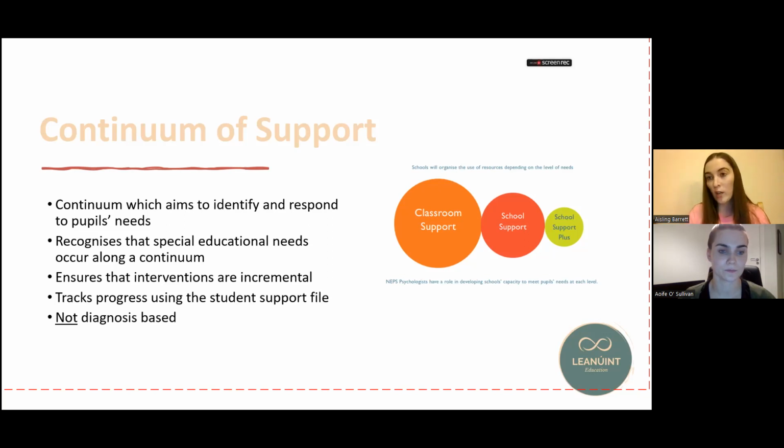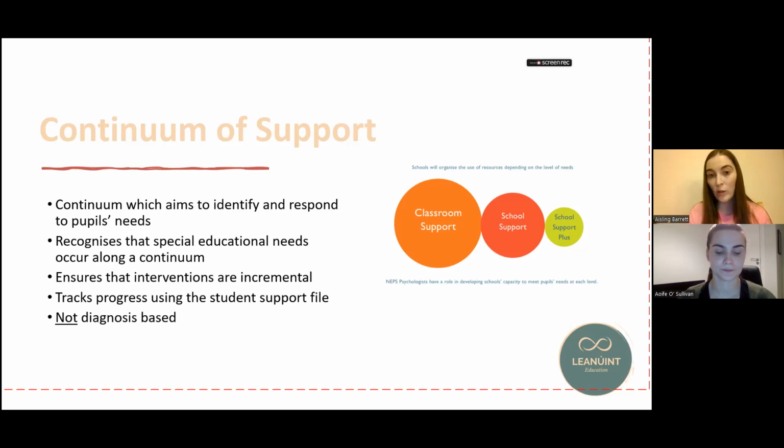You track the progress of a child that moves through the continuum in their student support file, and we have a link to a student support file in a later slide. And it's important to recognise that it's not diagnosis based. So for example, you might have a child who is on school support who has a diagnosis, or you might have a child on school support plus who does not have a diagnosis. Now, ideally, when you reach School Support Plus stage, you are looking at involving outside agencies to seek further support, but it does not necessarily mean that just because a child has a diagnosis that they are automatically at any certain stage of the continuum of support.